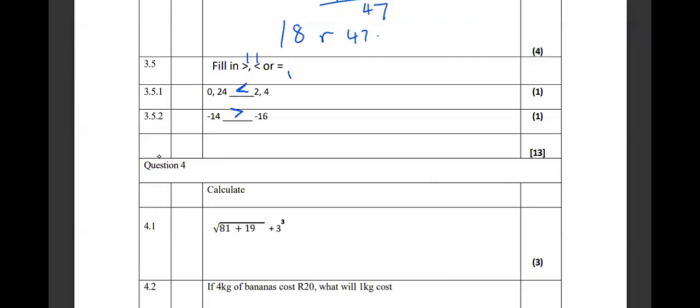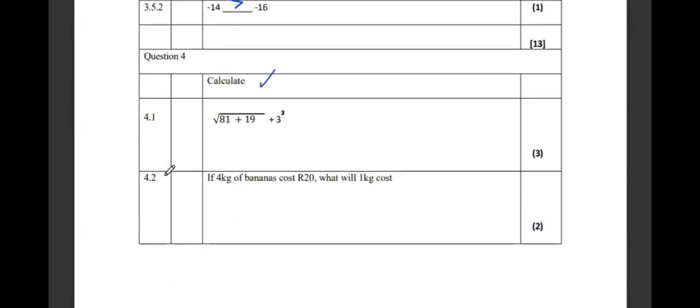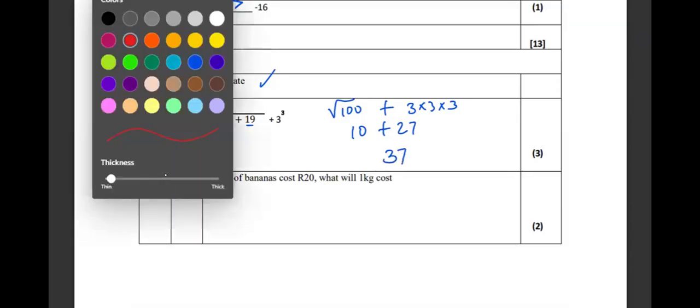Then they want us to calculate. In other words, we need to simplify this. So what is 81 plus 19? That's 100, yeah. So you're going to have the square root of 100 plus 3 cubed, which is the same as 3 times 3 times 3. So the square root of 100 is 10 plus 27. The answer becomes 37.